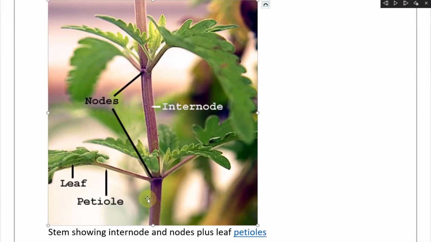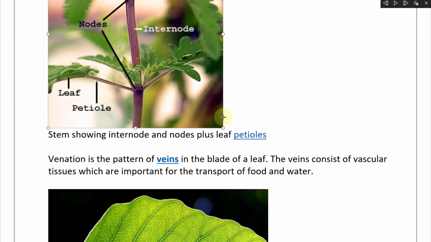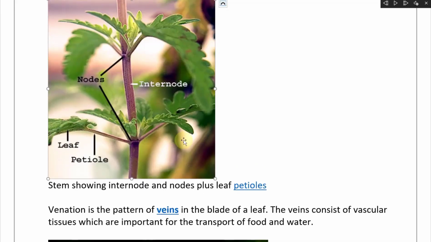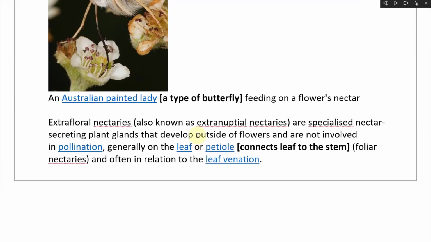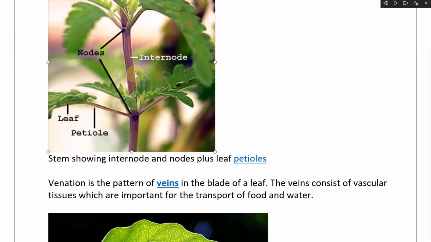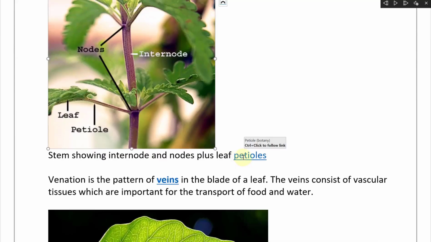So just recall here, there's the leaf, there's a petiole, and there's the internode, there's a node, etc. So it could be on there, the gland that secretes the nectar for the extrafloral nectaries over there. And then on the leaf or petiole, you could call that foliar nectaries. Again, all terminology. So yeah, stem showing internode and nodes plus leaf petioles over there.